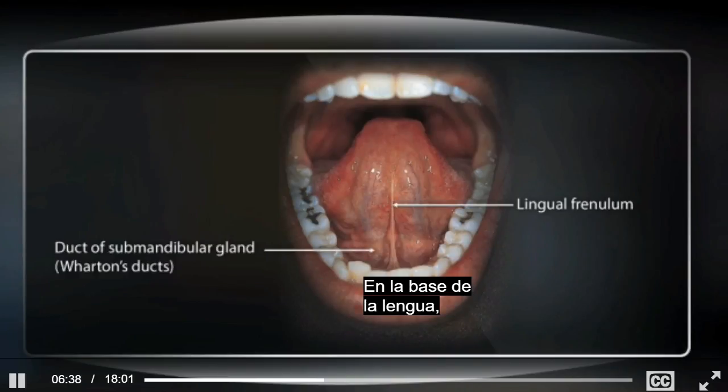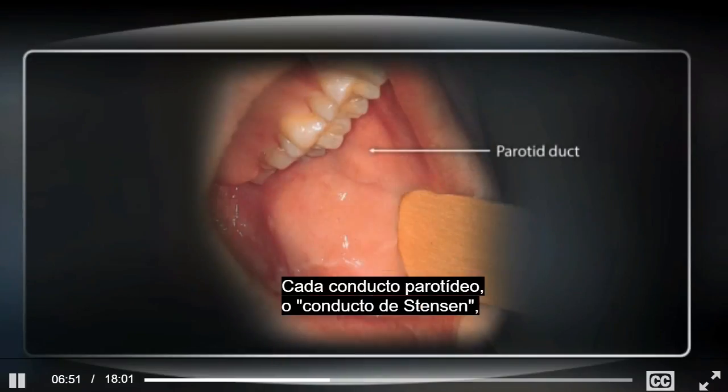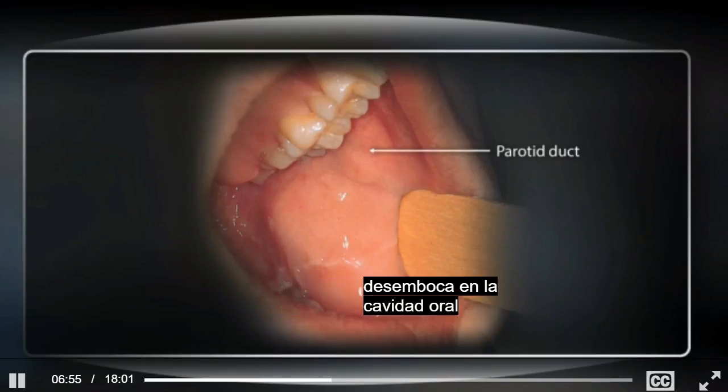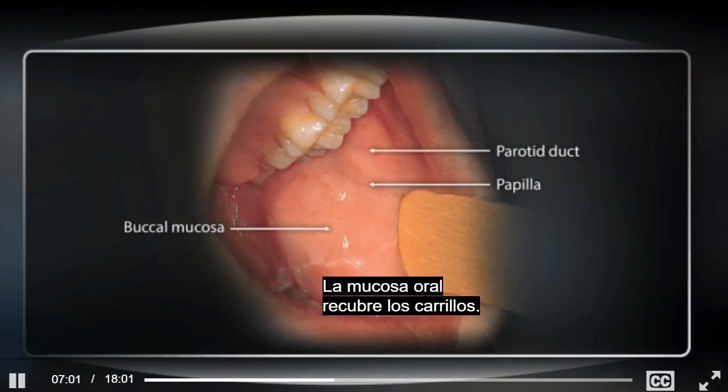At the base of the tongue, the ducts of the submandibular gland, known as Wharton's ducts, pass forward and medially. They open on papillae that lie on each side of the lingual frenulum. Each parotid duct, or Stenson's duct, empties into the mouth near the upper second molar, where a small papilla frequently marks its location. The buccal mucosa lines the cheek.